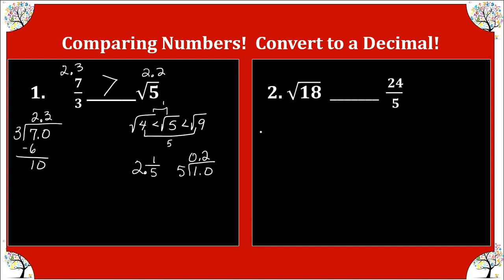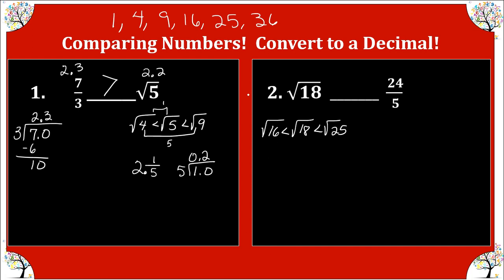Okay, the square root of 18. So the square root of 18 comes between the square root of 16 and the square root of 25. Again, I have my list of perfect squares at the forefront of my mind or also on paper. Okay, so it's always good to have these numbers listed. And I should put square root of 1 at the beginning. Okay, so we know this is going to be 4 point something.